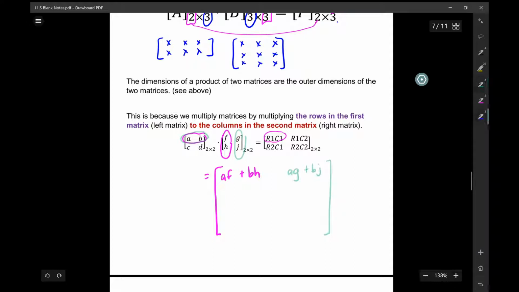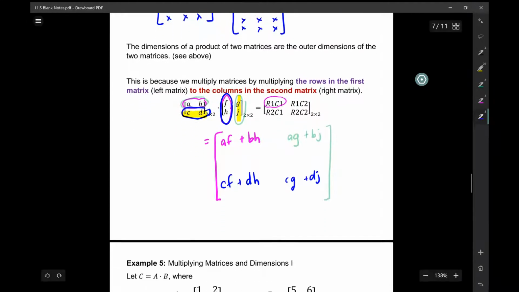All right, I'm going to run out of colors here. The second row of the product matrix is the second row of the first matrix times the first column of the second matrix. So that will be C times F plus D times H. And finally, I guess I'll use this highlighter. It's the second row of the first matrix times the second column of the second matrix. So that's equal to C times G plus D times J. And it's sort of a dink, dink, add, dink, dink, add movement. I'm doing a little finger motion here that you can't see.